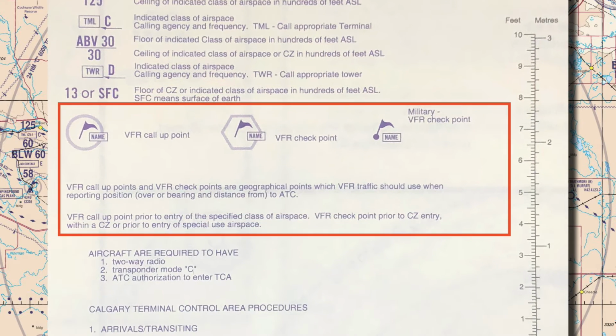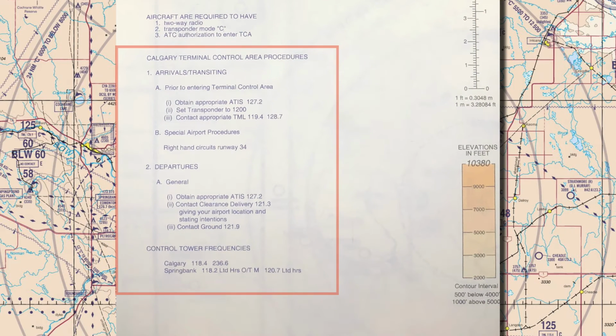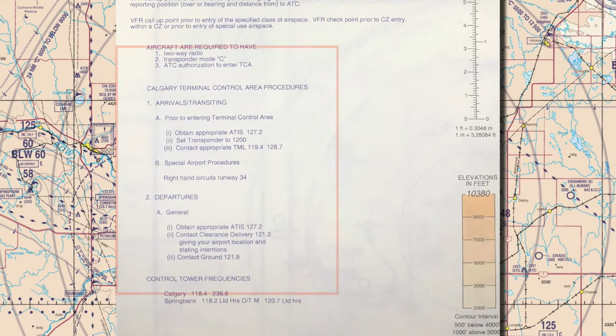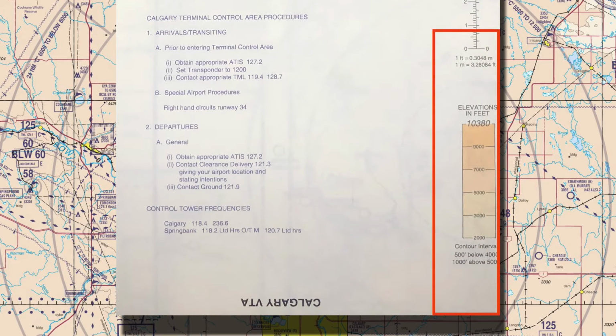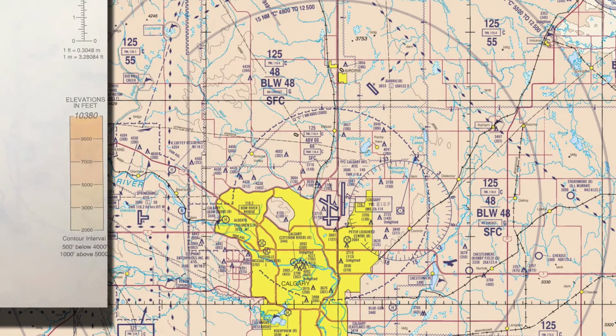Further down, we see VFR call-up and checkpoint references. Then we see information as it relates to the terminal control procedures of the location referenced on this chart. On the side of the chart, we see a scale and finally layer tinting. The layer tinting is important when trying to quickly determine elevations in different areas on the chart.